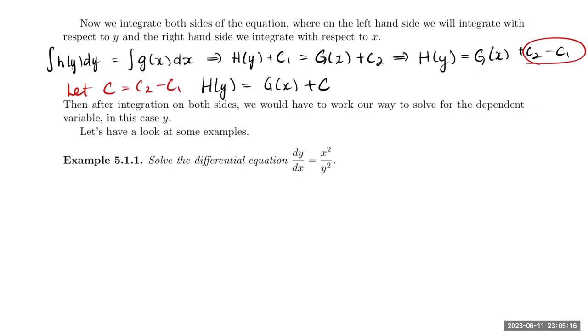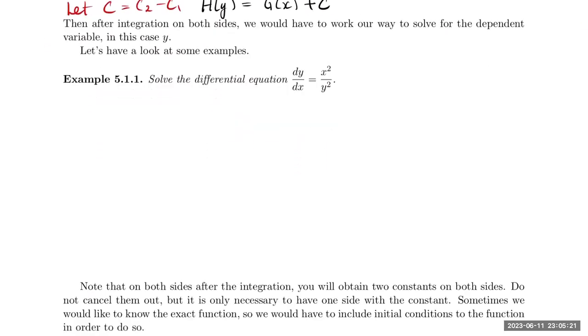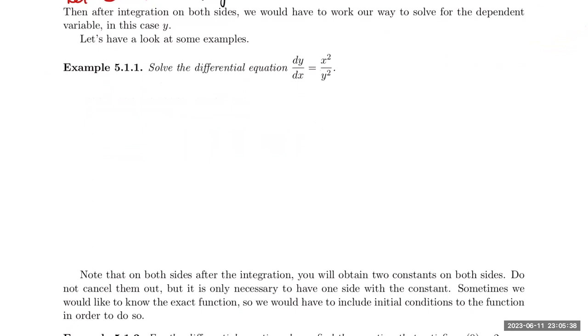So let's have a look at some examples. Hopefully you get the idea on what to do here. So let's say we want to solve the differential equation dy over dx equal to x squared divided by y squared. What I want to do first is get this differential equation written in differential form. So I'm going to cross multiply here, so the y squared comes here and the dx goes this way. Now on the left-hand side we get y squared dy, and this is equal to x squared dx.